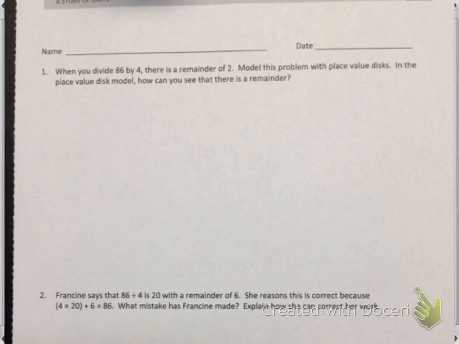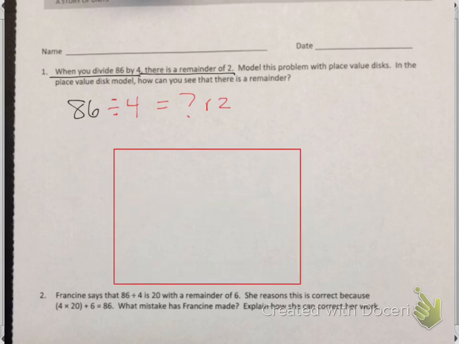When you divide 86 by 4, there is a remainder of 2. Okay? So they're saying that when we do 86 divided by 4, it's going to have a remainder of 2. Now, we don't know the quotient, right? We don't know how much the quotient is, but they're saying it's going to be a remainder 2. Model this problem with place value discs, and in the place value disc model, how can you see that there's a remainder? So let's make the place value discs.